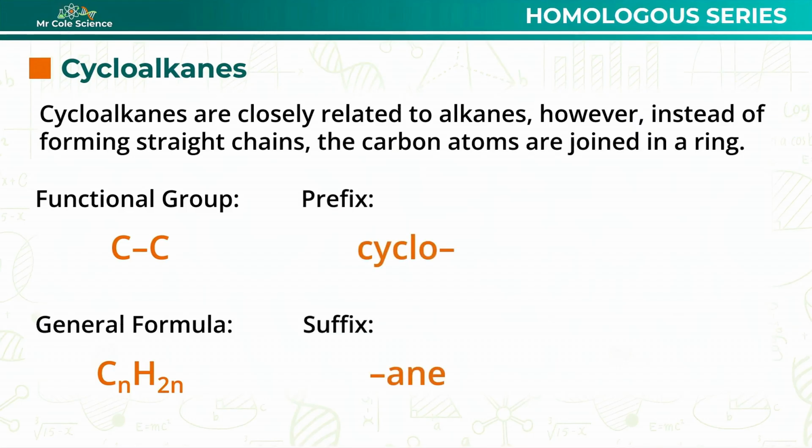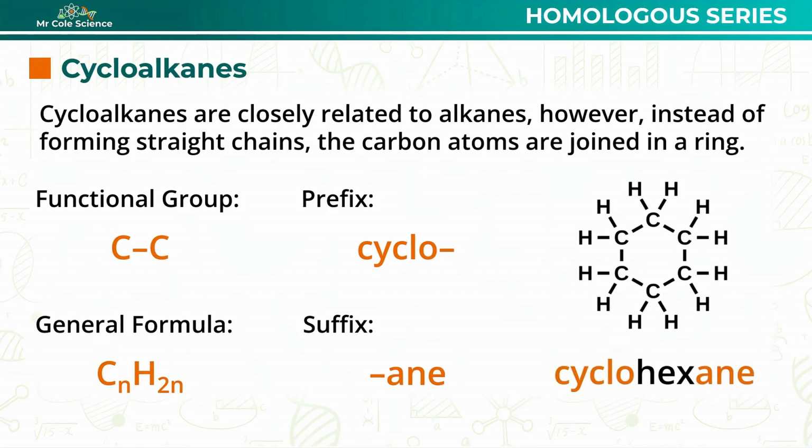Cycloalkanes are named using the prefix cyclo and the suffix -ane. And here I've got an example of cyclohexane. We can clearly see that the carbon atoms are arranged in a ring and that all of the bonds between carbon atoms are single bonds. We can also see both the cyclo prefix and the -ane suffix in the name, showing us that this molecule is indeed a cycloalkane.